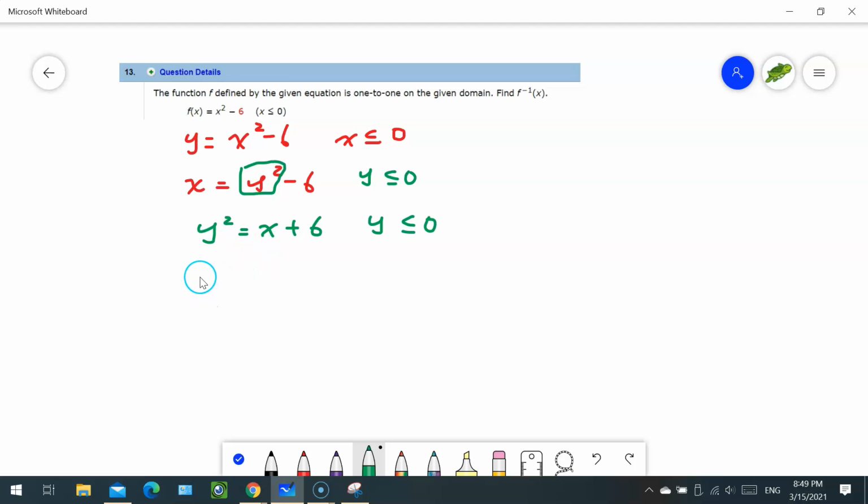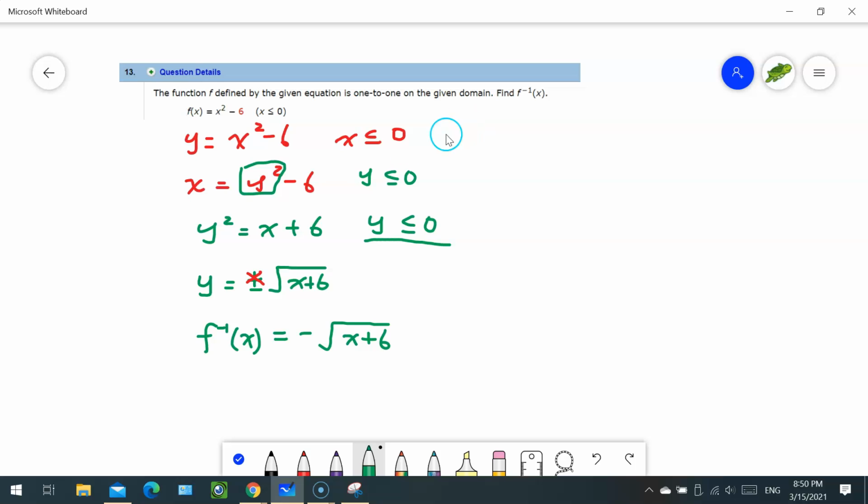Now we solve for a single y, which is y equals plus or minus the square root of x plus 6. Because y is restricted to be less than or equal to 0, we have to exclude the positive solution. So now I can write down the inverse of f(x) is equal to negative square root of x plus 6. So the negative square root of x plus 6 is the inverse of f(x) equals x squared minus 6.